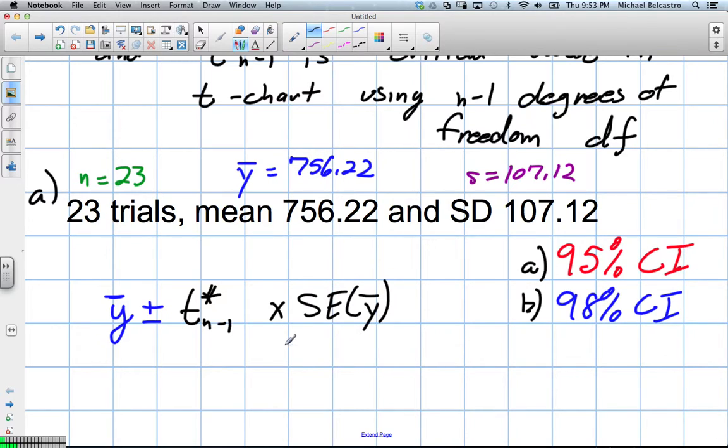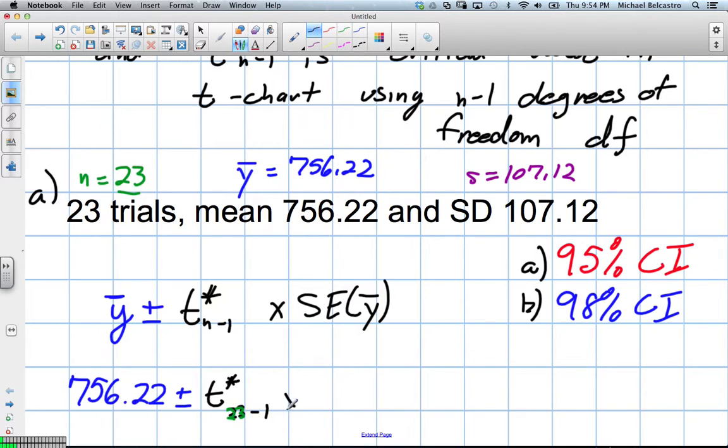So what does that all mean? Well, we know our y bar, so we can plug that information in. We have 756.22 plus or minus. I'm going to leave this for now. It's still going to be t, but in this one it's going to be 23 minus 1, right? That's going to be our degrees of freedom. We've plugged 23 in, and I should do that in green so we can color reference it. 23 minus 1, because that's our n.